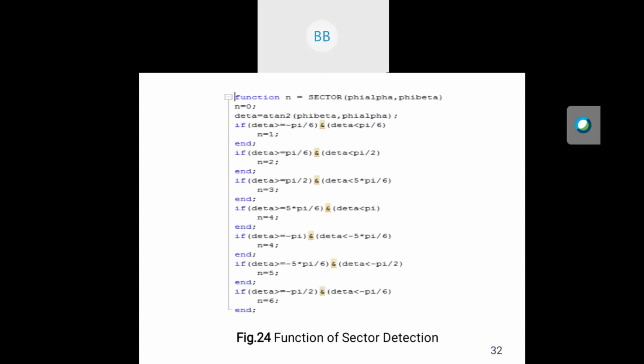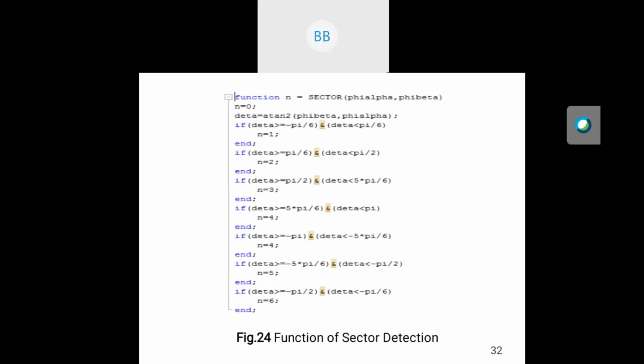Sector detection. This figure 24 shows a function of sector detection. The whole sector detection part is implemented as a program in a MATLAB function. So here this is the program. Here n is the number of sector and theta is the tan inverse of psi beta divided by psi alpha. So how will I select this?